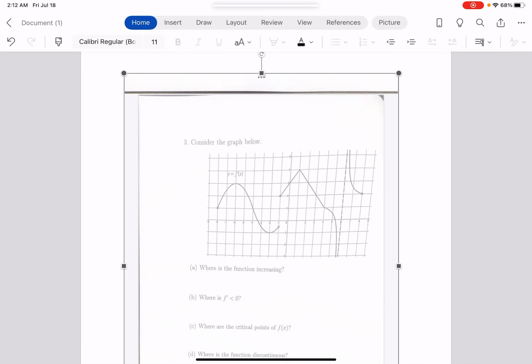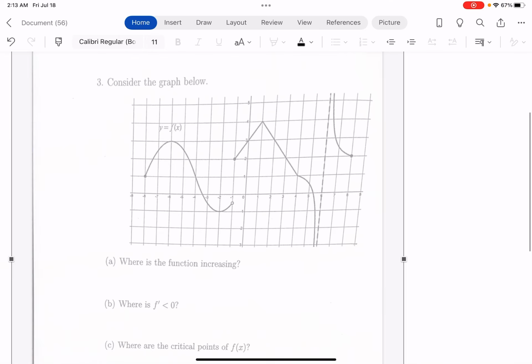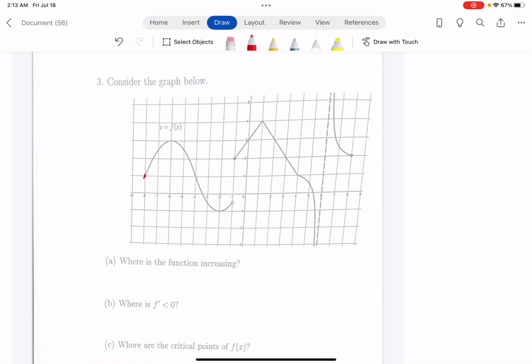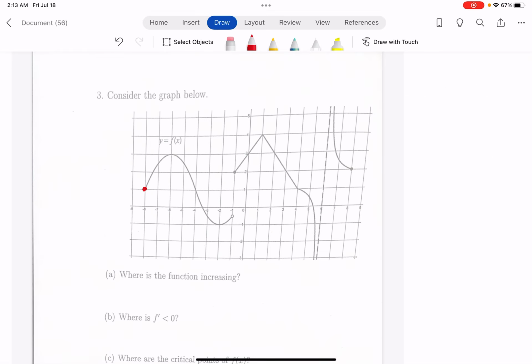Okay, let's look at this question. Consider the graph below. Where is the function increasing? Let's look at it clearly. You can see that it's increasing from here to here. That's increasing. Let's just erase that. It started from here, that is -8 and 1. So this point is -8 and 1. That is increasing.